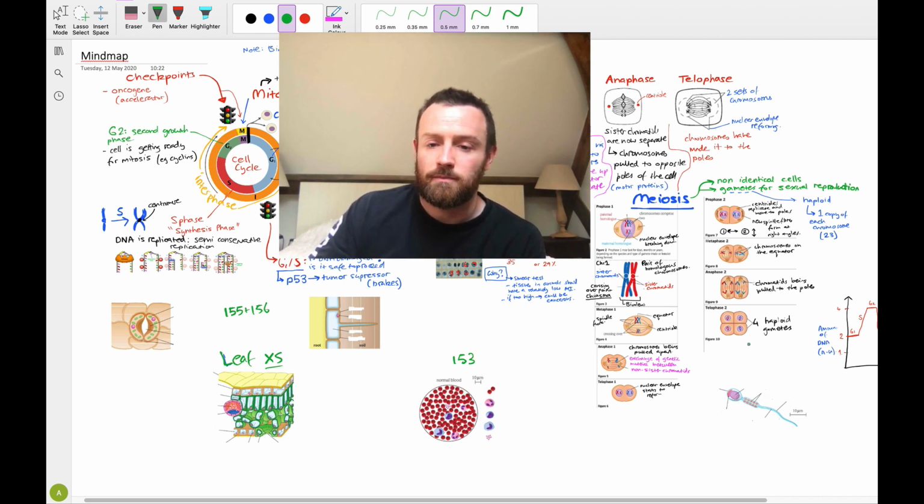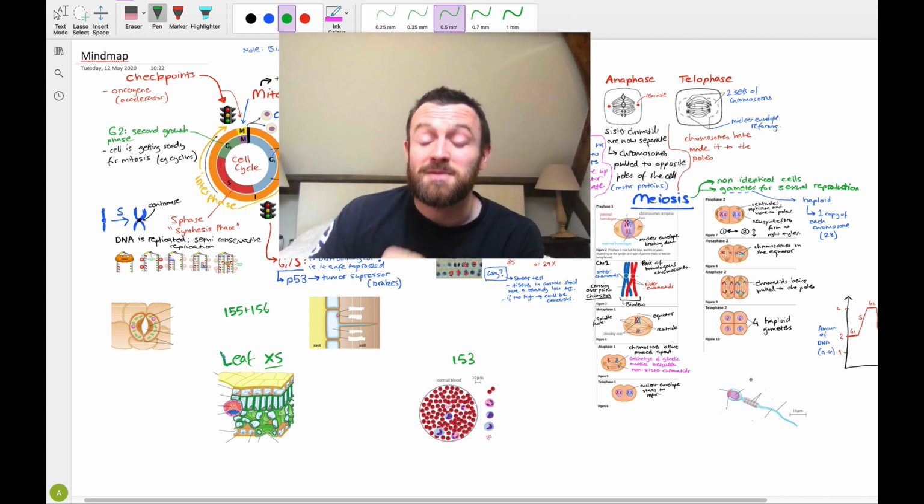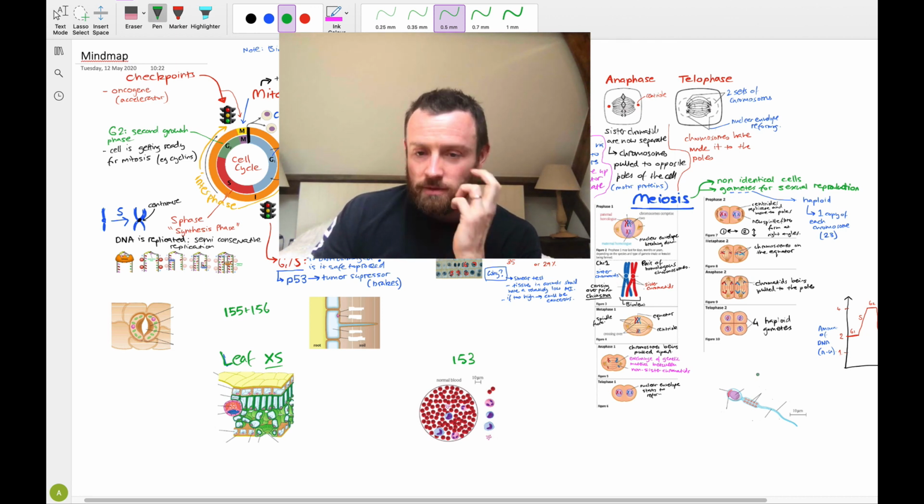Now, the sperm cell is linked to meiosis because it is a gamete. A gamete could be a sperm cell, and all the gametes are different from other gametes. So all the sperm cells that a person produces, or all the egg cells that a person produces, are different from each other because they have been produced through meiosis, which generates variation.